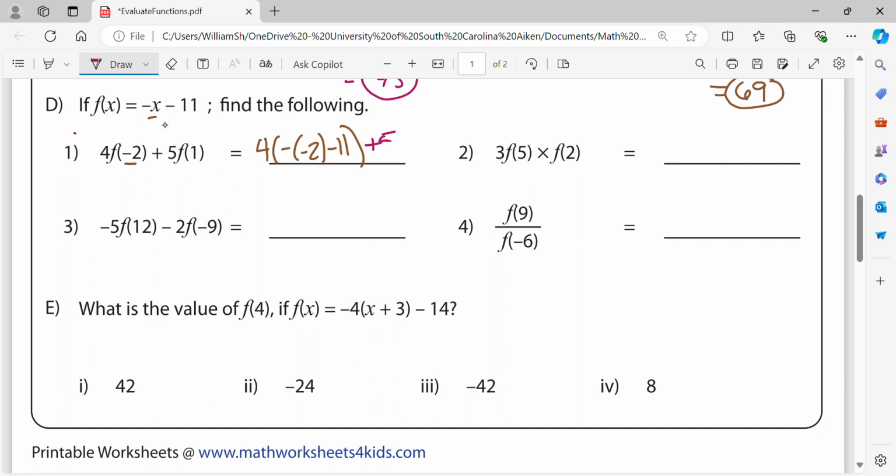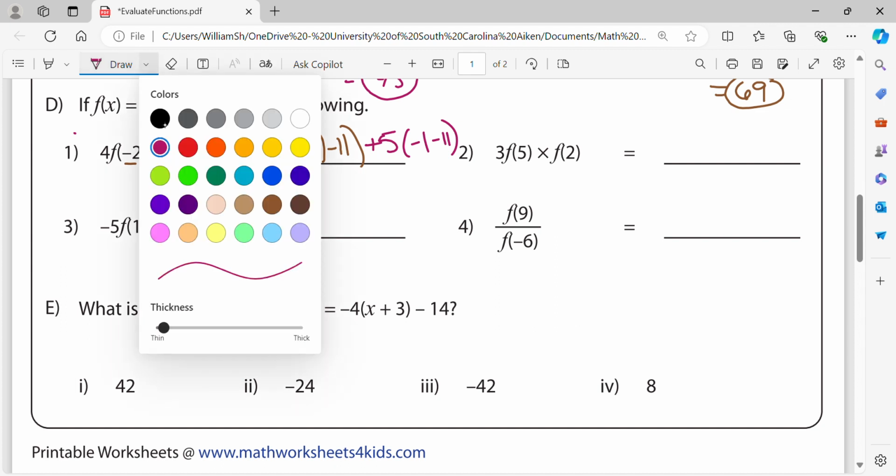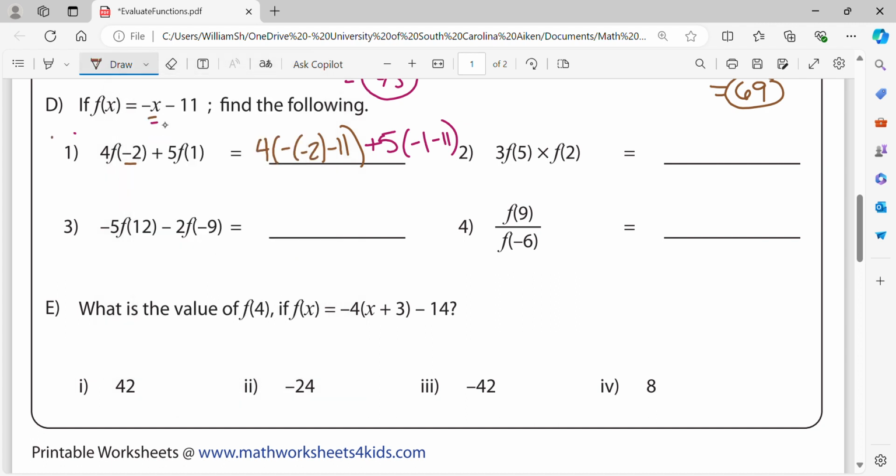We have to add 5 plus f of 1, or 5 times f of 1. So we need to plug 1 now into this function for x. So it's going to be negative 1 minus 11. This is our entire new function that we have to solve for. Okay, so I'm going to go back to my original color. Alright, so let's see what we have here. See if we can simplify it down some.